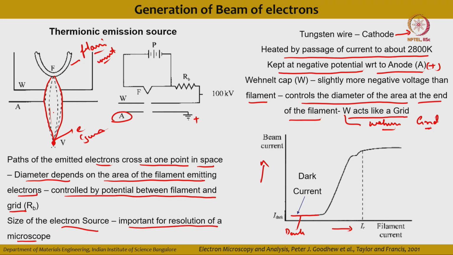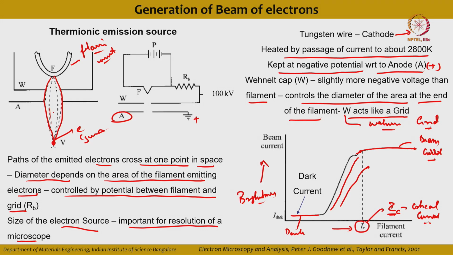Now as you increase the filament current, you can see that your beam current increases significantly, but it reaches a saturation value which is called IC, a critical current, the critical filament current. So there is not much change in the beam current, it almost flattens. It means that there is no additional change in the beam current, which has a direct consequence on the brightness of the beam. So your brightness will not change after a particular critical current IC. So the brightness increases rapidly as your filament current increases.